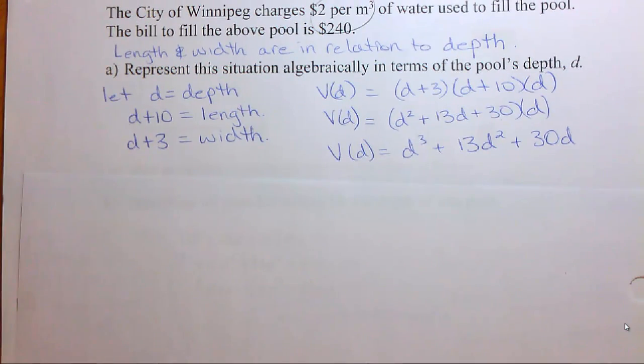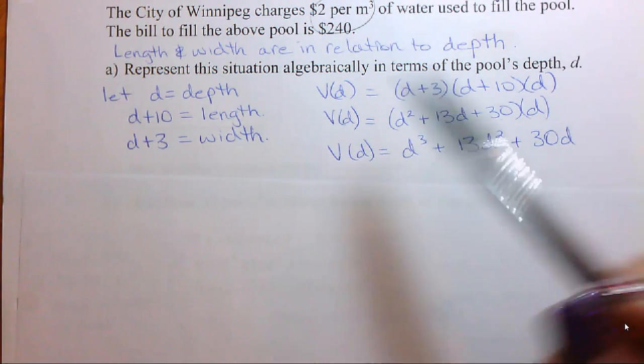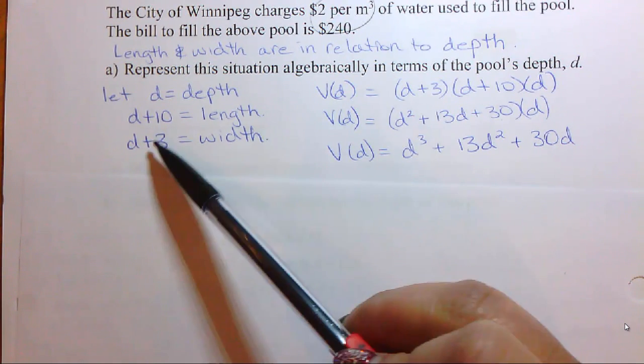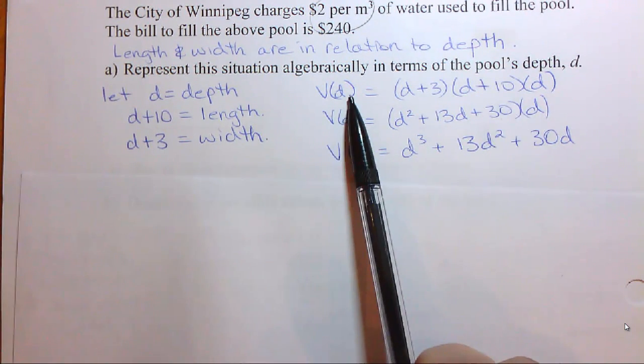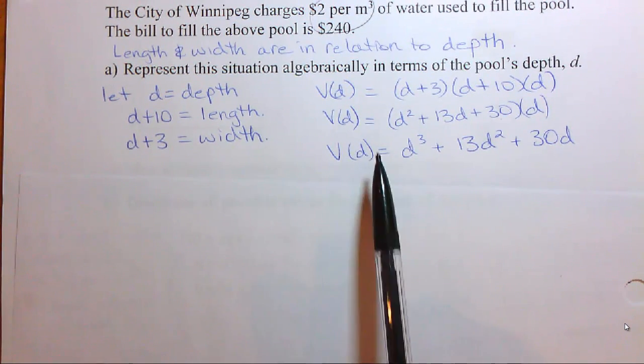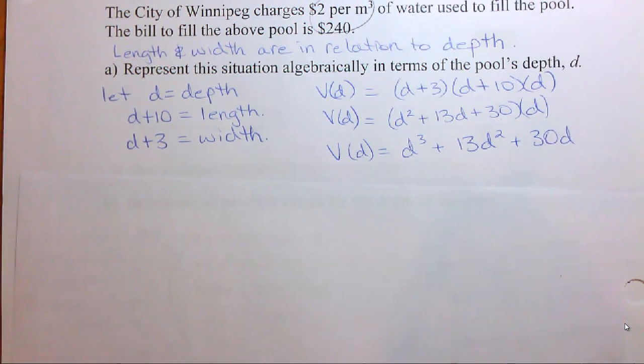So we're going to represent the situation algebraically in terms of the pool's depth. So D is depth, D plus 10 is the length, and D plus 3 is the width. So everything is in terms of depth, and then this is our polynomial that represents the volume. Multiply everything through, that's what we end up with.